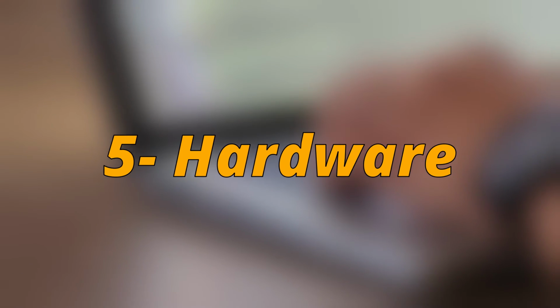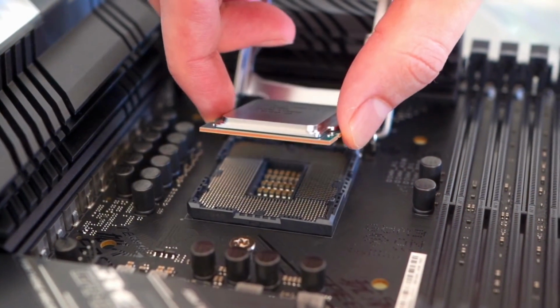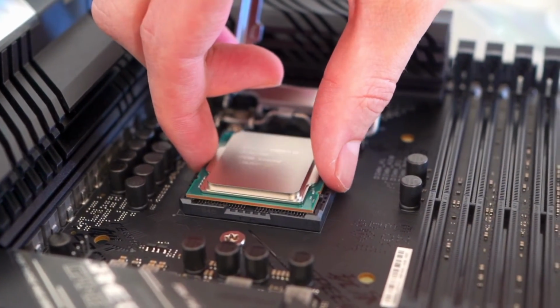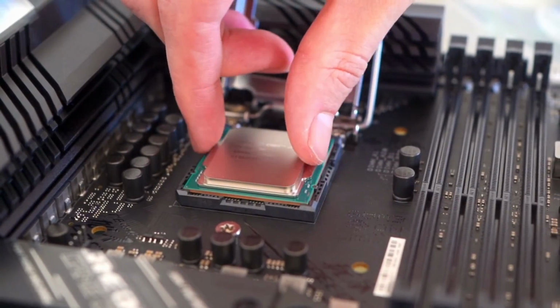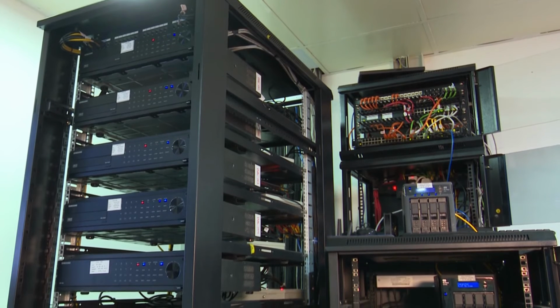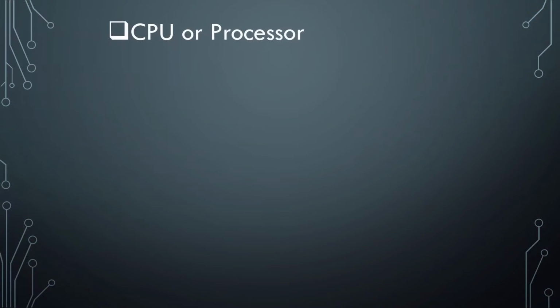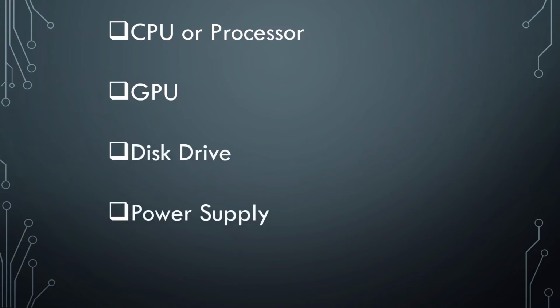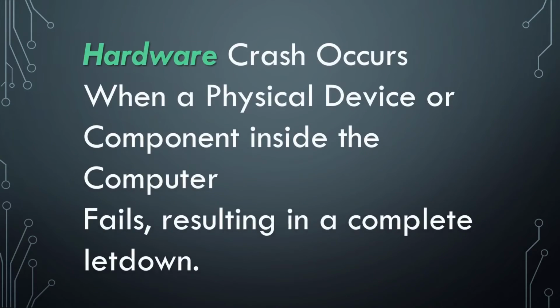Number 5. Hardware. We can't forget about hardware. Basically, there is a lot of hardware inside your computer, and all of it should function well to prevent crashes. Hardware like the CPU, GPU, disk drive, power supply, and fan should all be in a good state. A hardware crash occurs when a physical device or component inside the computer fails, resulting in a complete letdown.